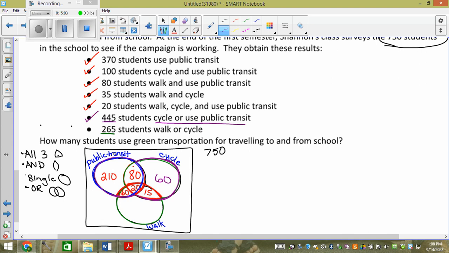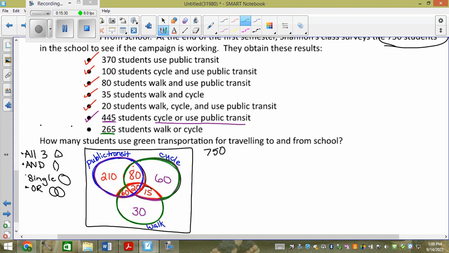Now can I do the green one? Now can I do the walk or cycle? Yes, I have enough information now. So now I can do the walk or cycle snowman. So I need to have 265 in here. I currently have 100, 220, 235. So what's in walking? 30.